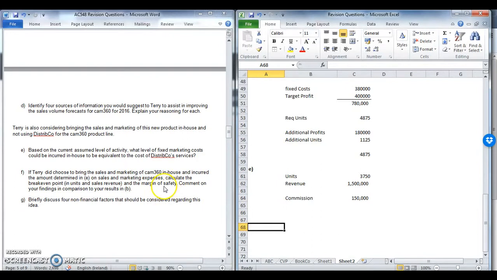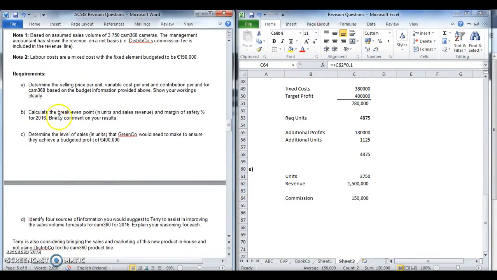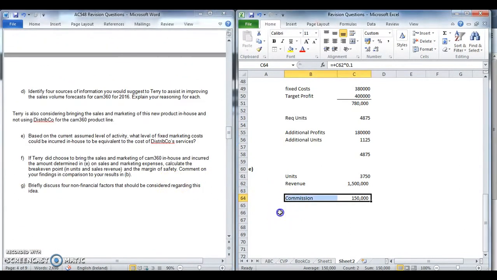So point F is a follow-on point from that then, that if Terry did choose to bring the sales and marketing in-house and incur the amount determined in E, i.e. 150 grand, calculate the break-even point in units and sales and the margin of safety and comment on your findings in comparison to the calculations previously.